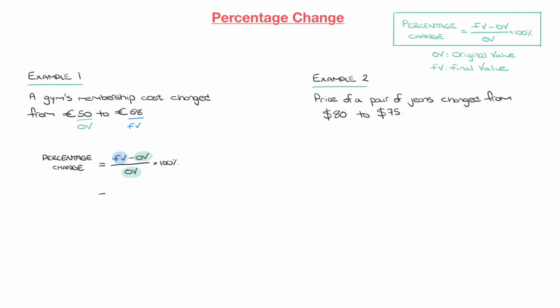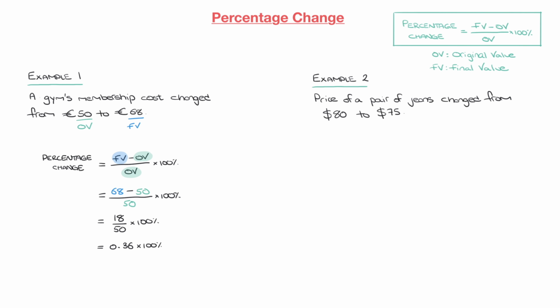And so we can state that that's equal to future value, so that was 68, minus the original value, which was 50, all written over the original value again, so that's 50 again. And of course, times 100%. All that's left to do now is calculate. 68 minus 50 is equal to 18, so we have 18 over 50 times 100%. You can check with your calculator if needs be, but 18 divided by 50 is equal to 0.36. So that's 0.36 times 100%.